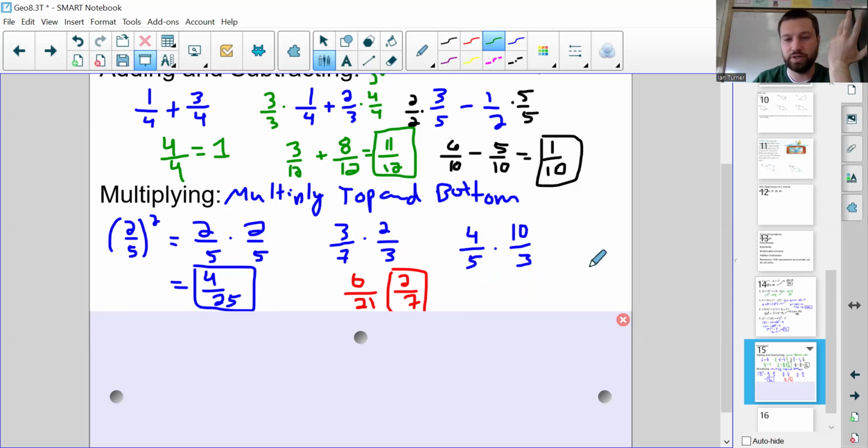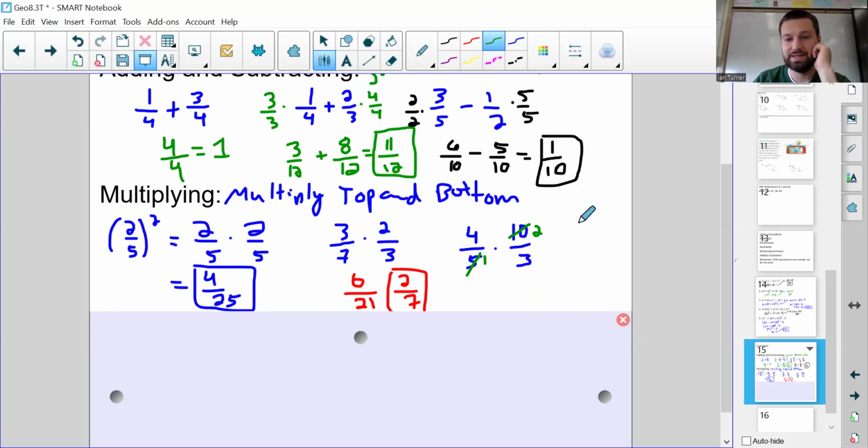Yes, I could multiply straight across and get 40/15, but then I got to simplify. I can simplify before I even multiply. I can see that the 5 goes into the 10, and so we can cross cancel. We cancel the 5. We're left with a 1, and 5 goes into 10 2 times. And now this is going to be already nicely simplified for us, okay?